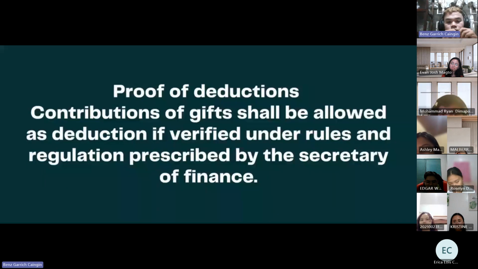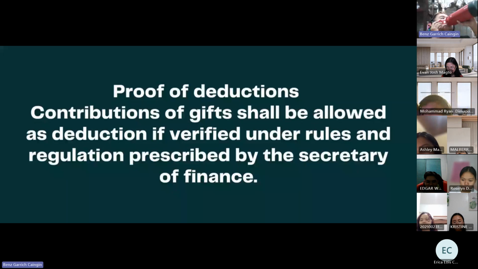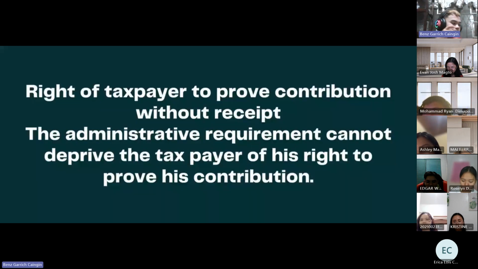Proof of deduction: contributions or gifts shall be allowed as deduction if verified under rules and regulations prescribed by the Secretary of Finance. Right of taxpayer to prove contribution without receipt: the administrative requirement cannot deprive the taxpayer of his right to prove his contribution. The administrative requirement of the donor to submit records or pieces of evidence in lieu of official receipts, known as OR, is to substantiate the claim for deduction on donation.